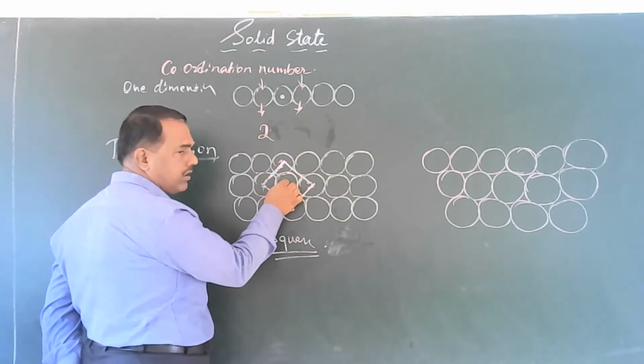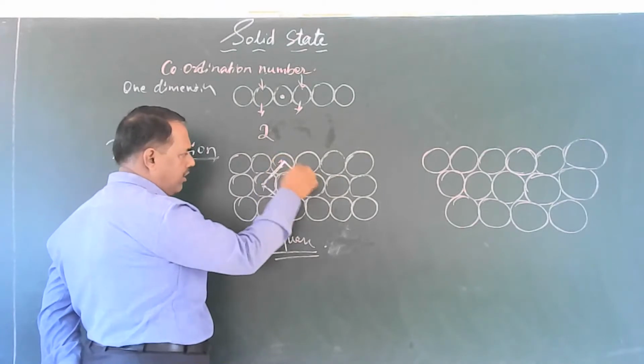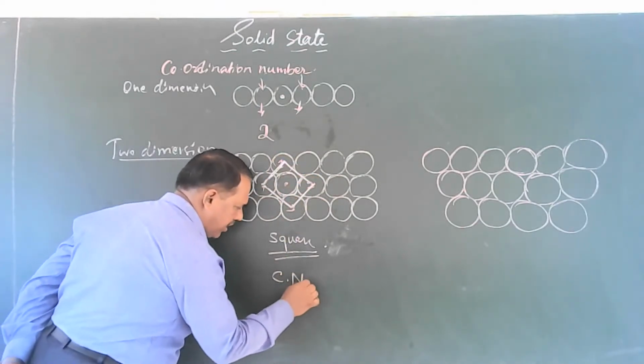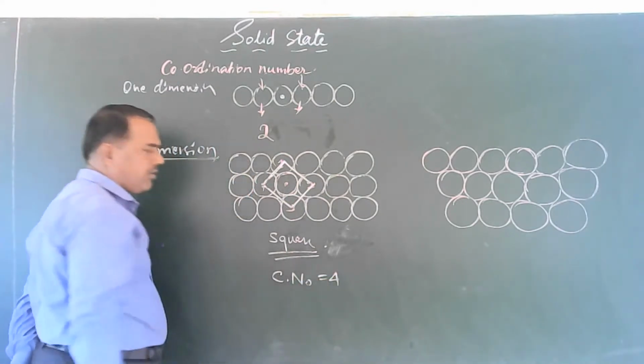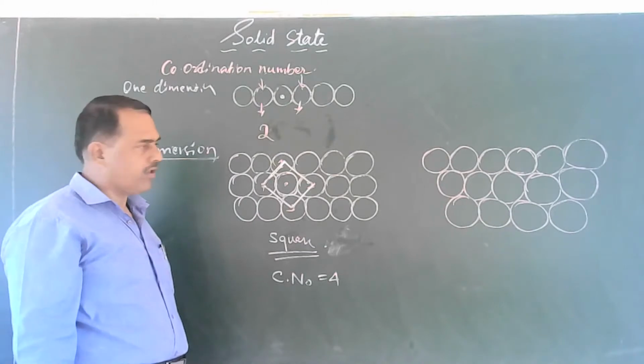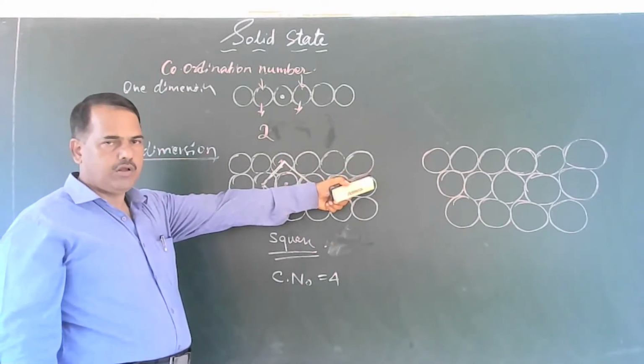What is the coordination number? So this sphere is joined to 1, 2, 3, 4. Its coordination number is 4. Very easily you can understand. Shall I go to the second arrangement?